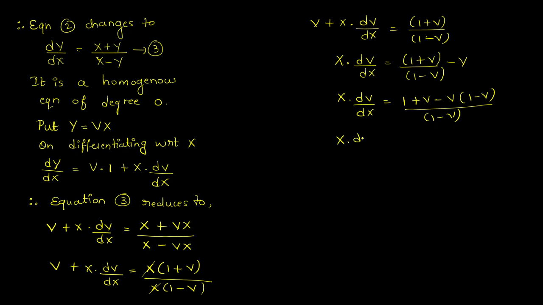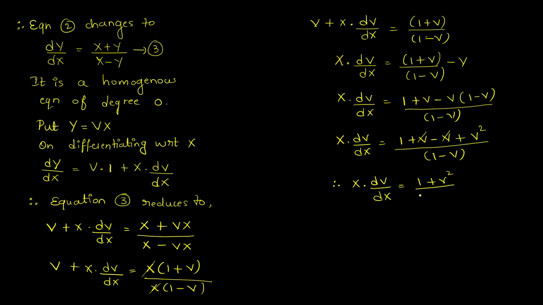Simplifying, x dv/dx will be equal to 1 + v, multiplying v inside, minus v, minus minus will be plus, v times v is v square, whole divided by 1 - v. So now just simplify, plus v minus v will get cancelled, therefore we get x dv/dx equal to (1 + v²)/(1 - v).